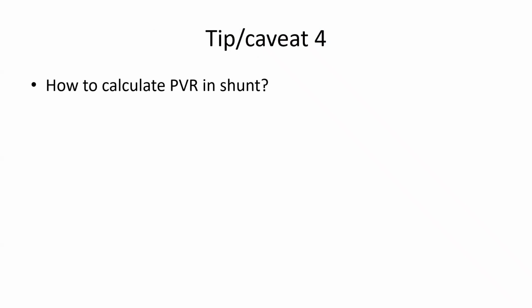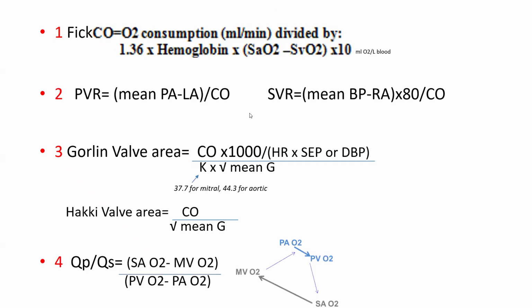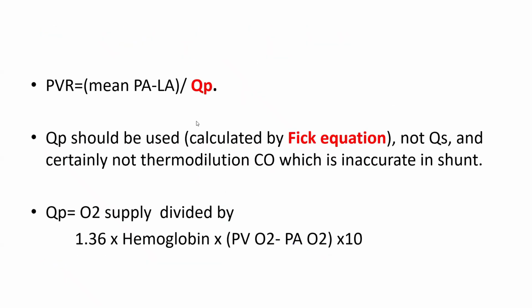You have two cardiac outputs. You have systemic output, which is QS, and pulmonic flow, which is QP. So there is no cardiac output. So whenever we're talking shunt, specify systemic output, QS, or QP. Do not use the word CO, cardiac output. It doesn't exist anymore. So in order to calculate PVR in shunt, it's mean PA minus LA pressure divided by QP, the pulmonic flow. And QP should be calculated by Fick equation. That's the only way you can get QP.